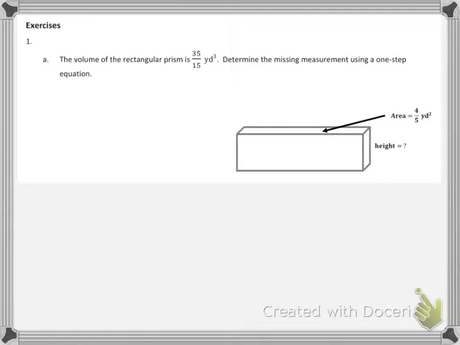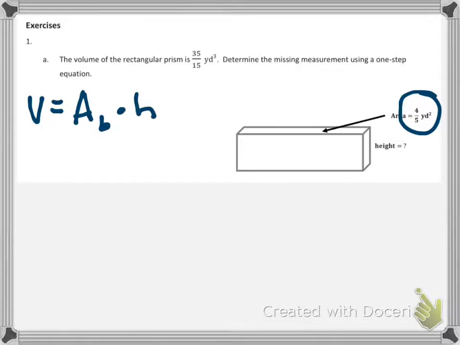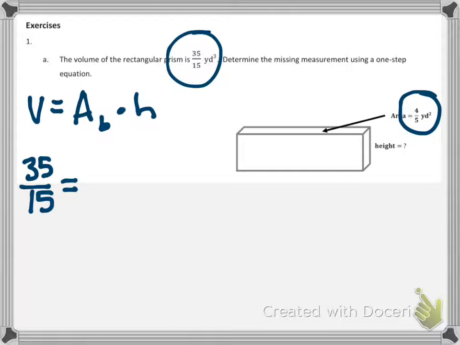All right, exercise 1, back to just finding volume. Volume, let me move this up a little. Volume equals area of the base. Well, the area of the base is here. That's 4/5. Let me just put area of the base times height. And the volume we know, that's 35/15. 35/15 equals the area of the base is 4/5. And the height we don't know. So that's going to be h.